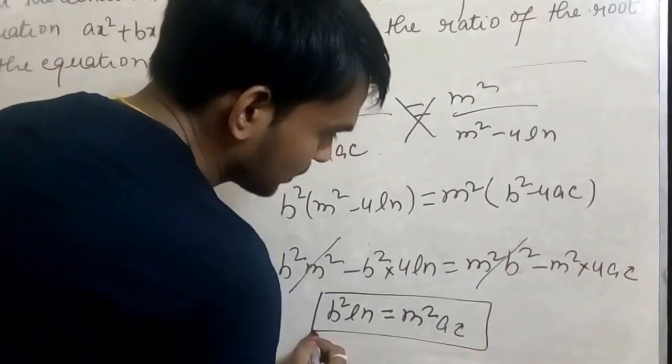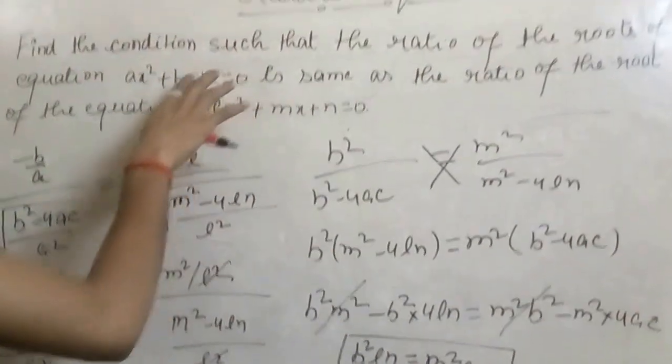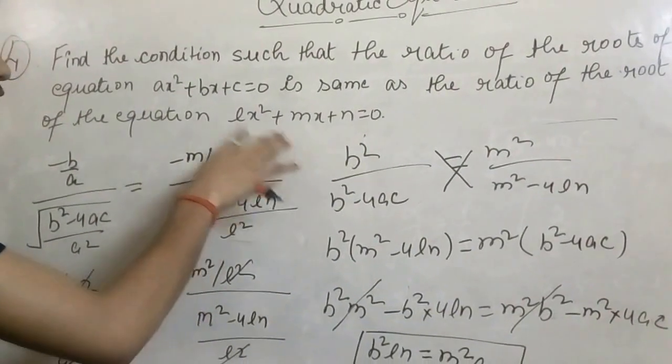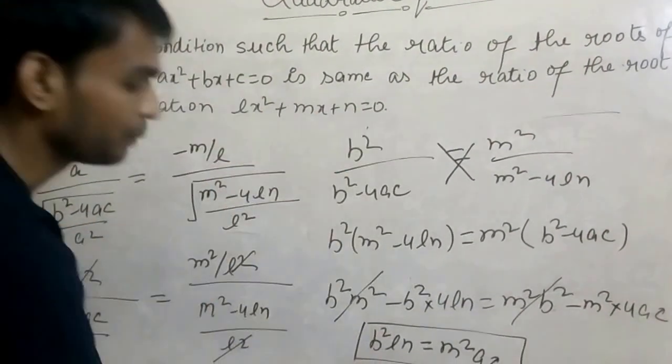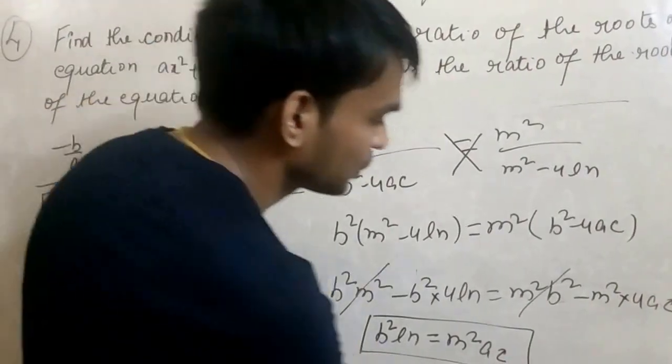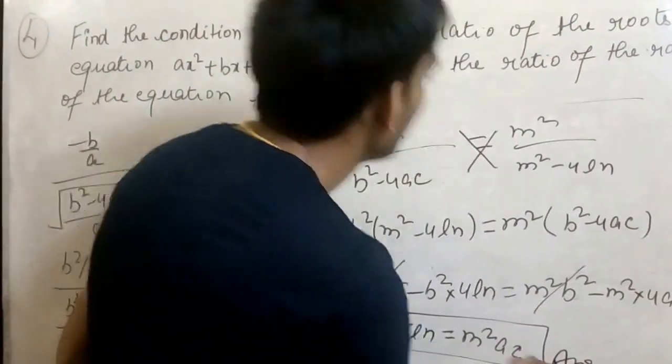This is the relation. If the ratio of the roots of this equation is the same as the ratio of the roots of this equation, then we get this relation on a, b, c and l, m and n. So this is our final answer.